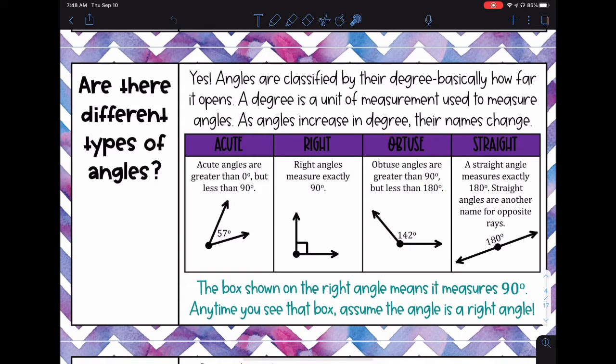And then you have an obtuse angle. Obtuse angles are greater than 90 degrees, but they're less than 180 degrees. So anything that looks like this would be considered an obtuse angle. What is a straight angle? Well, a straight angle is just a straight line, that's all it is. Straight angle, straight line. And those equal 180 degrees.